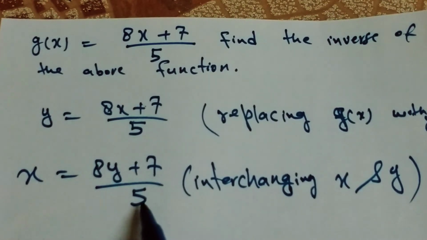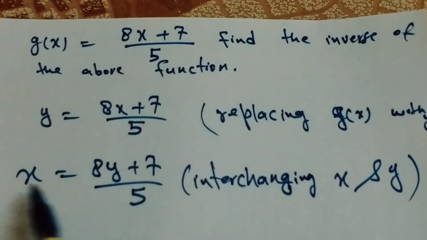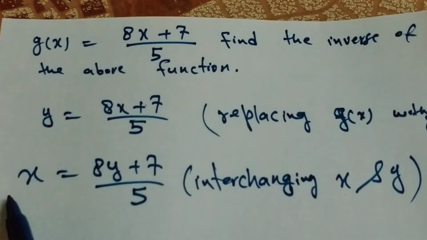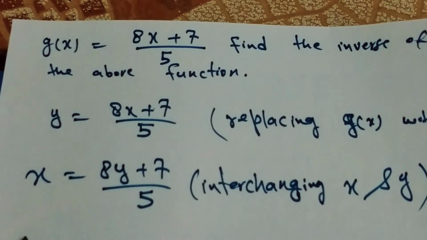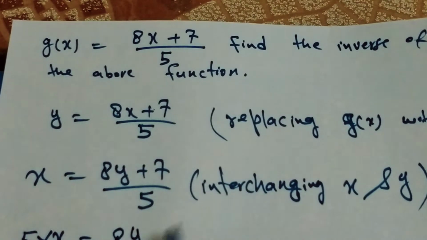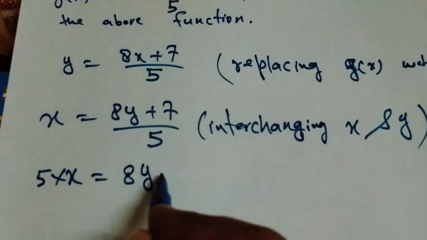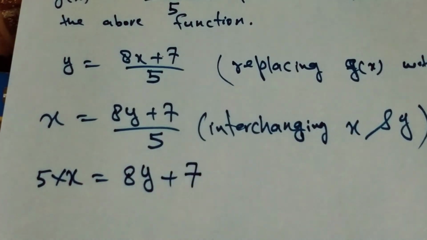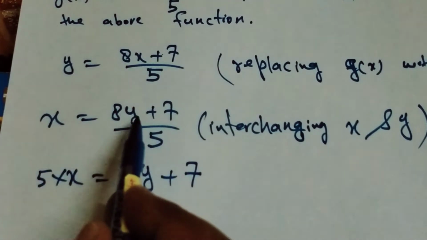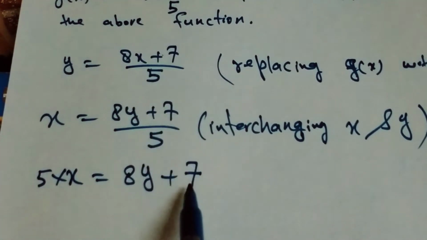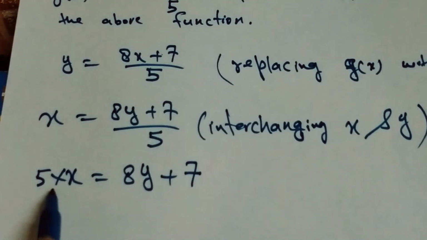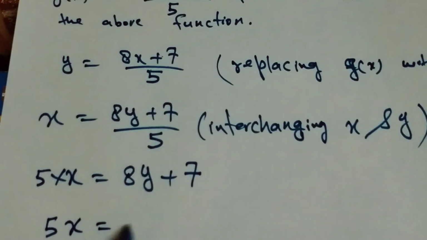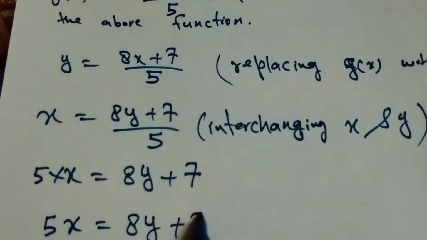First of all, 5 is dividing. When 5 will go to the other side, divide will change into multiply. So 5 multiply x equal 8y plus 7. 5 went there, so here remaining what? 8y plus 7. Understand, my dear? So now this is what we have. 5x equal 8y plus 7.